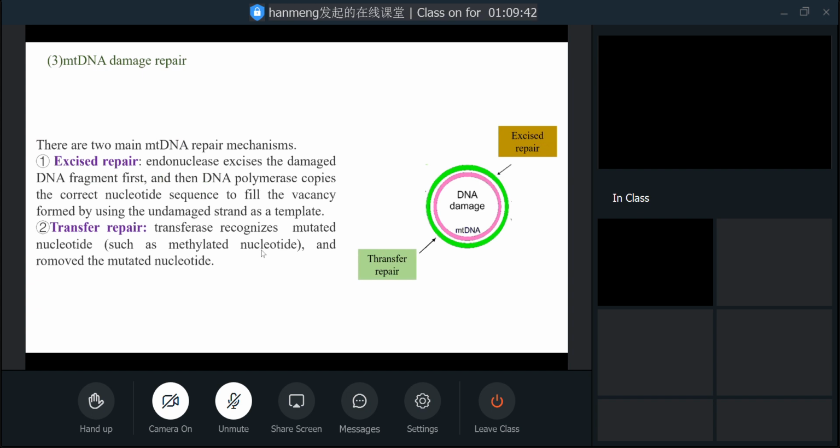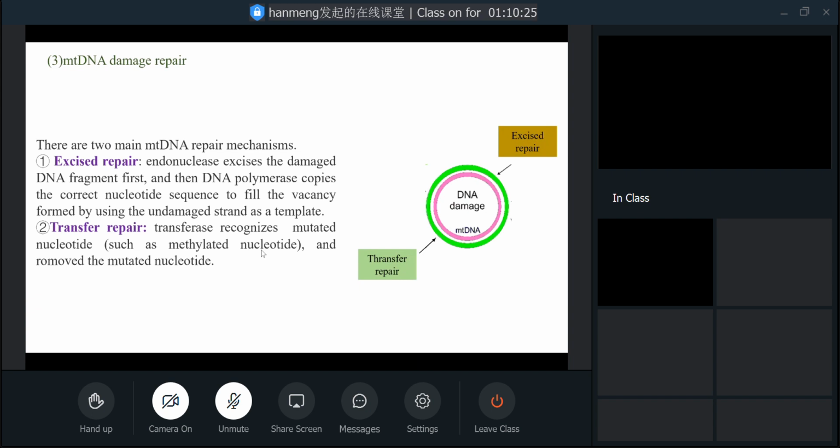Because there are mutations of the mitochondrial DNA, there is also mitochondrial DNA damage repair. There are two main mitochondrial DNA repair mechanisms. One is excision repair. The other one is transfer repair. In the excision repair, the endonuclease excises the damaged DNA fragment first, and then DNA polymerase copies the correct nucleotide sequence to fill the vacancy formed by using the undamaged strand as a template.